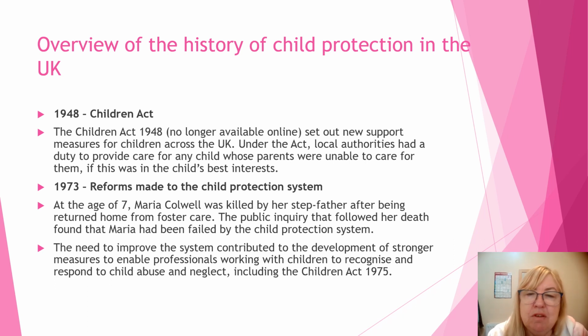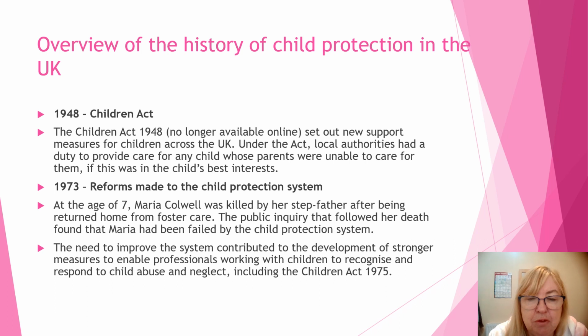So we're starting off in 1948 with the Children's Act, which is the first major piece of legislation related to child protection. The Children's Act, the original one, you can't get hold of; it's too old. It set out new support measures for children across the UK. Under the Act, local authorities, like the council, had a duty to provide care for any child whose parents were unable to care for them. This was in the child's best interest. So that's really where child protection and children's services kicked off. Okay. These sort of pottered along quite well.